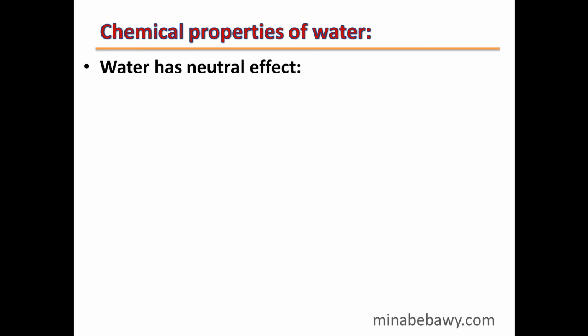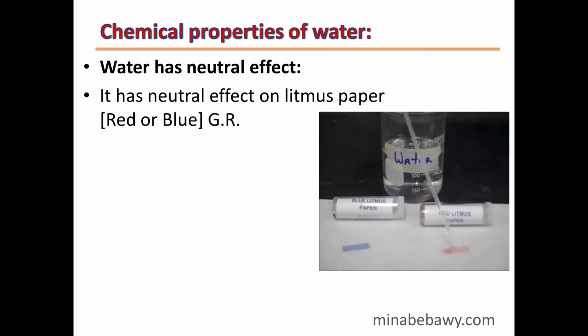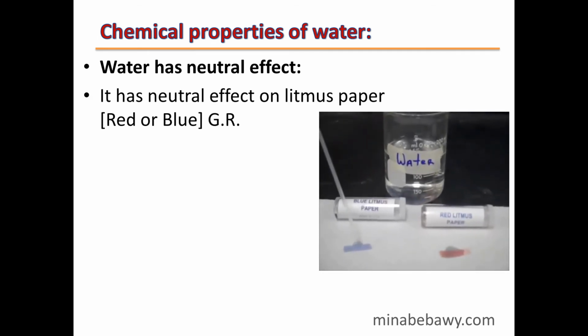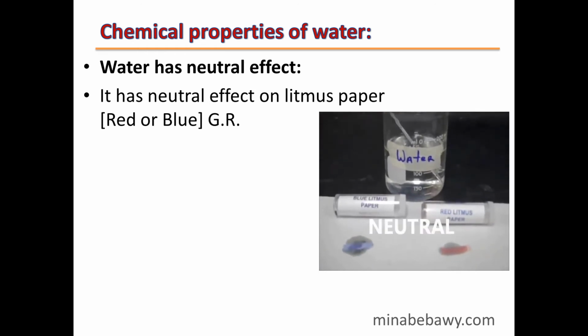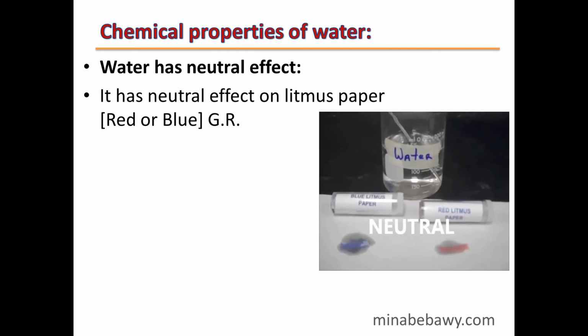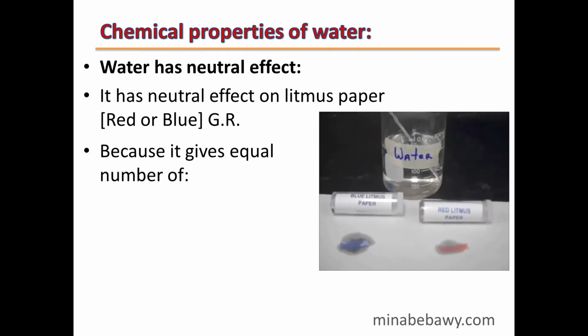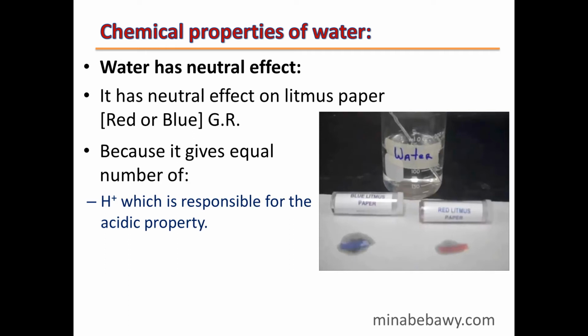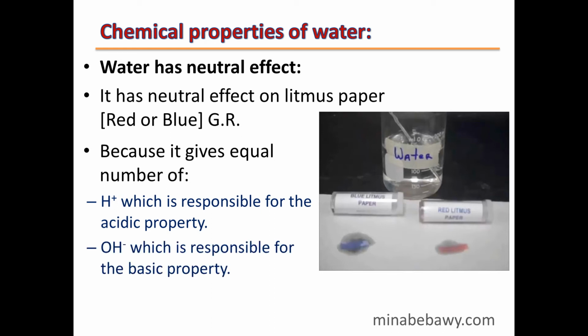The next property is water has neutral effect on litmus paper. As you can see from this video, water has neutral effect on litmus paper, whether it is blue or red. And this is an important give reason question. This is because water gives equal number of positive hydrogen ions, which are responsible for the acidic property, and the negative hydroxide ions, which are responsible for the basic property.